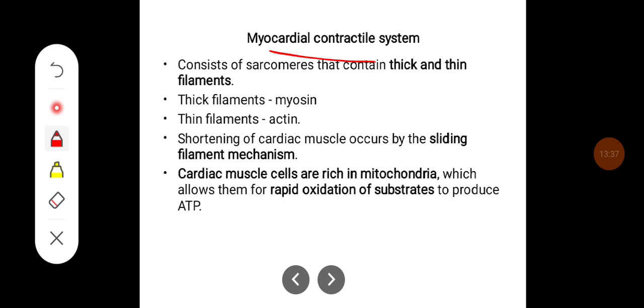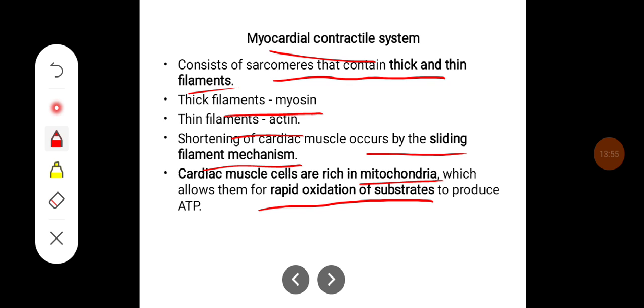The myocardial contractile system consists of sarcomeres that contain thick and thin filaments. Thick filaments are myosin and thin are actin. The shortening of the cardiac muscle occurs by the sliding filament mechanism. Cardiac muscle cells are rich in mitochondria, which allows them rapid oxidation of substrates to produce ATP.